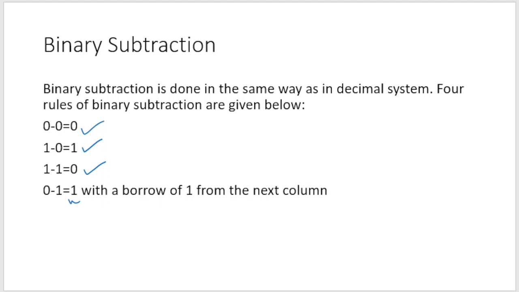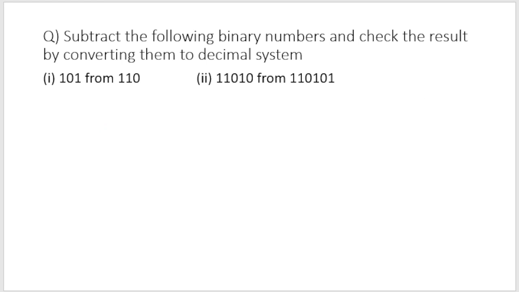So when I was adding, I was taking the carried over term, but here I am going to borrow from the next column. So the process will be clear if I take a few examples. Suppose we have to subtract 101 from 110. Let me change the color. I think red is more clear. So from 110 I have to subtract 101.